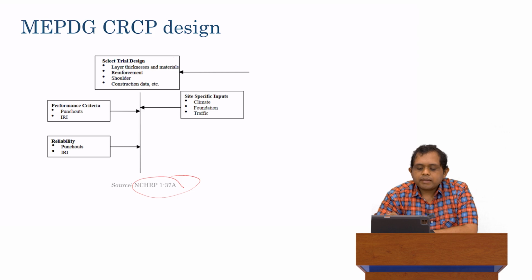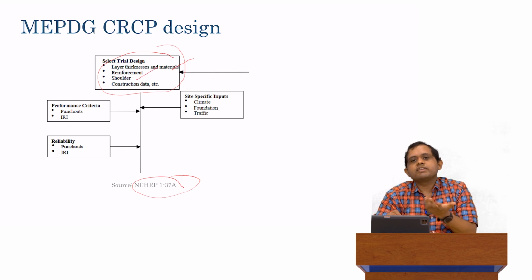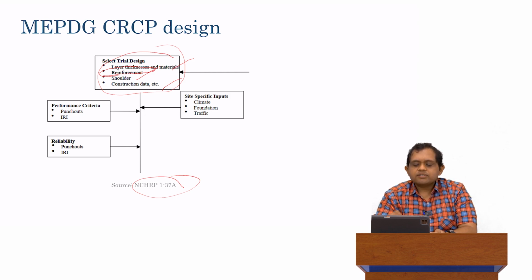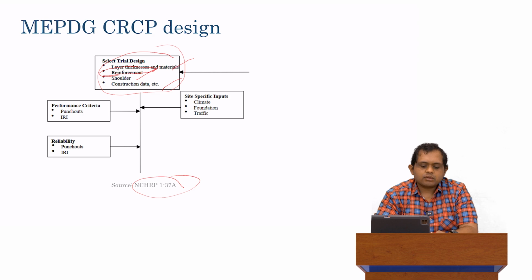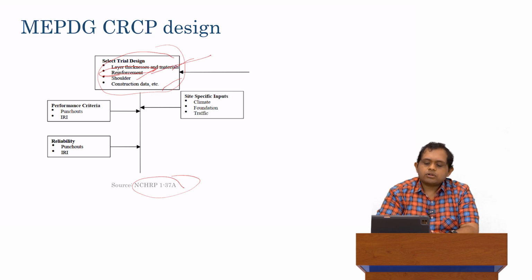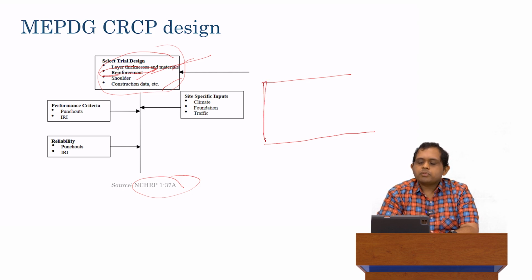The first step is what you would expect. You have to select a trial design: layer thickness, materials, presence of shoulder, that's whether it's tied or untied, and construction. All of those are identical to JPCP. One new thing is reinforcement. This we did not have in JPCP design. In JPCP design, we almost always have dowels, so we assume that there are dowels. Reinforcement, however, now just recall in CRCP, we do not have any joints. So we start the CRCP at some point, but we don't have any joints.